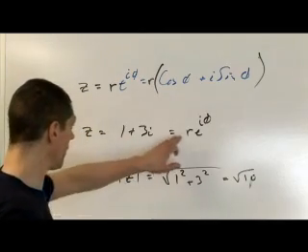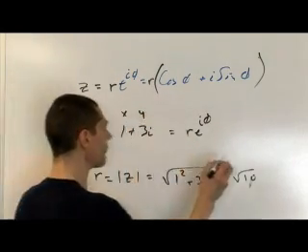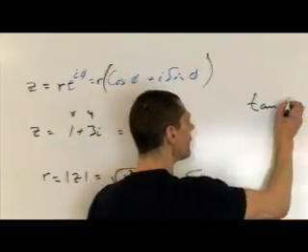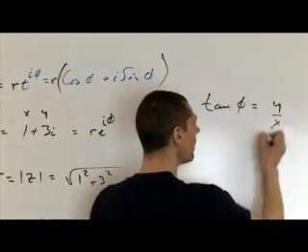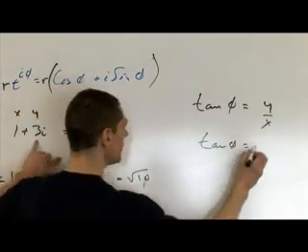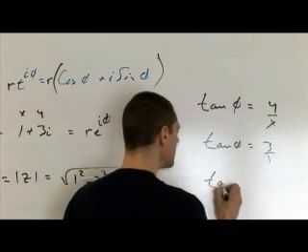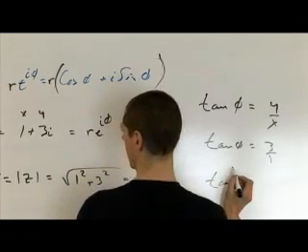Well, what's theta? How do we figure out theta? Well, if this is the x component and this is the y, remember that the tangent of theta is equal to y divided by x. So the tangent of theta in this case is 3 divided by 1. So that means that theta is the arc tangent of 3.